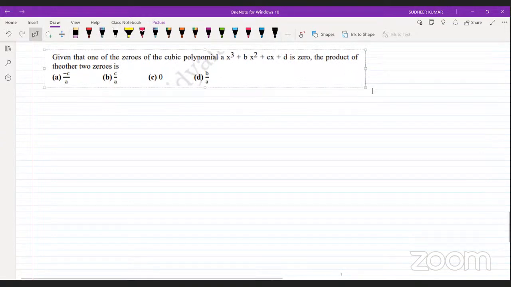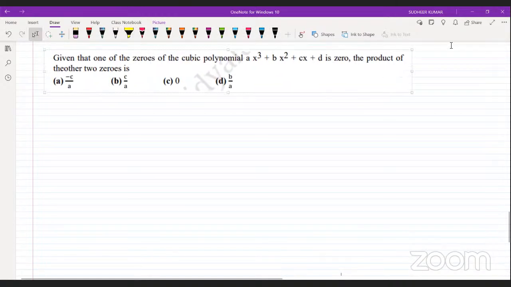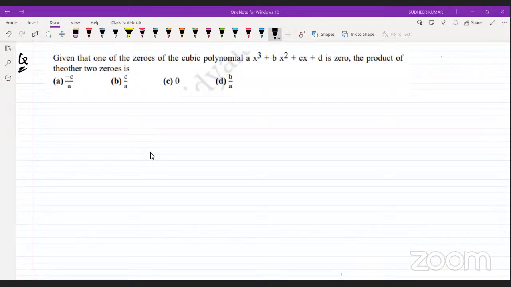So let's see this one. Given that one of the zeros of the cubic polynomial is 0, the product of the other two zeros is. This is a little bit tricky.